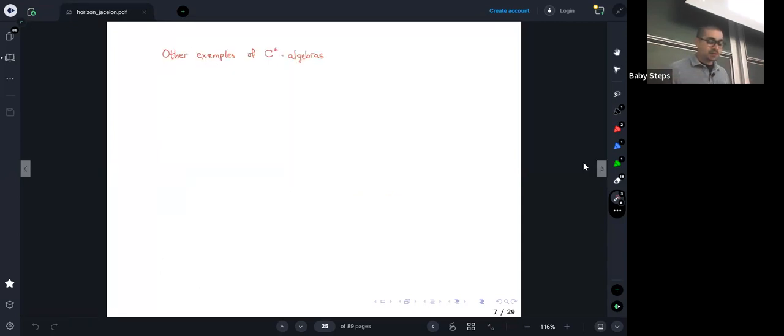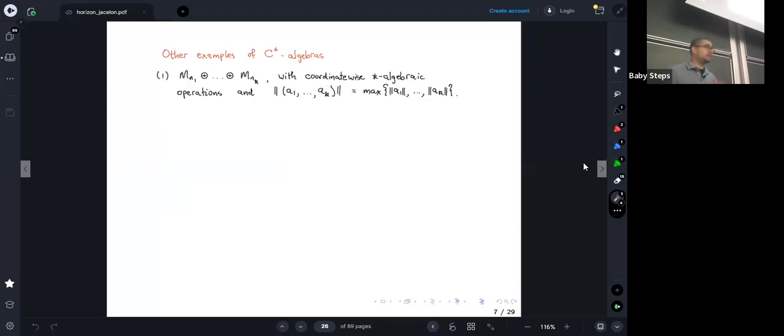But first, let's have some other examples of sister algebras. Firstly, you can take direct sums. The direct sum of sister algebras is, again, a sister algebra. In particular, if you just have a bunch of copies of different MNs and you take their direct sum, the algebraic structure is you just do it component-wise. So if I have a tuple, I multiply two tuples together just entry by entry.